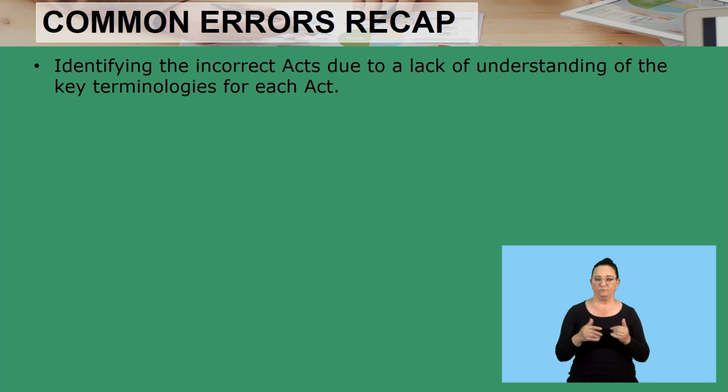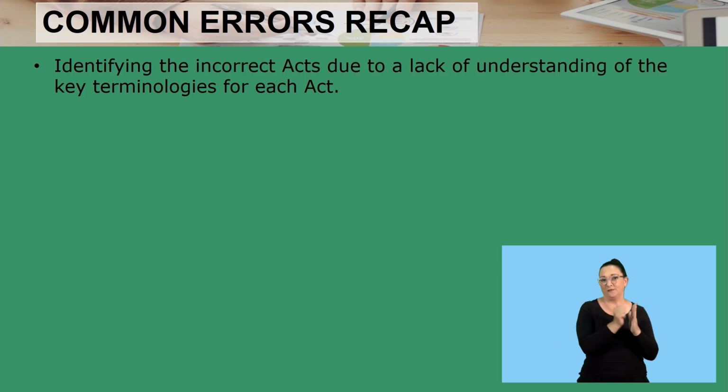So in this lesson, these are the common errors that learners make. You just need to try and avoid such common errors, learn from what you've just been taught. So, identifying the incorrect acts due to lack of understanding of the key terminologies for each act. Remember, I said you need to first look at your keywords, but once you understand the purpose of an act, it's going to be very easy for you to identify acts correctly.